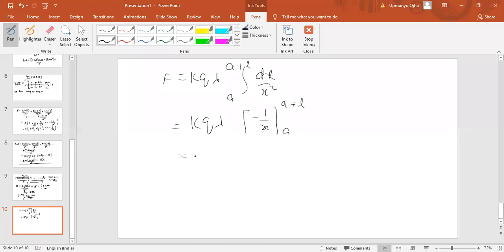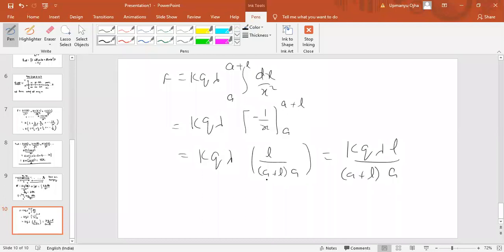Okay. So after solving this, we get k q lambda L by (A plus L) into A. So we get the answer as k q lambda L by (A plus L) into A. That is the net force acting due to this rod. Okay, fine. Next. If you have any doubt, you can ask me. Okay. Next problem.